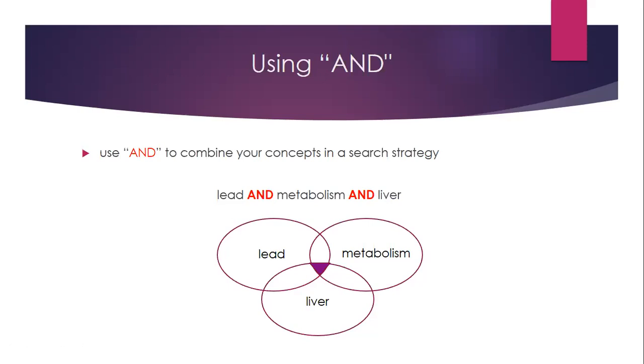Reason being, if there is a subset of articles in a database that deal with lead, another subset of articles in a database that deal with metabolism, and a third set of articles in a database that deal with the liver, if we only want that subset of articles that deal with all three of those concepts, then we need to use the word and to help narrow our results down to just that subset.